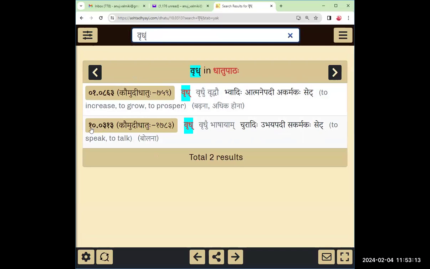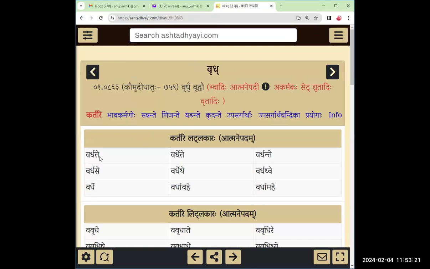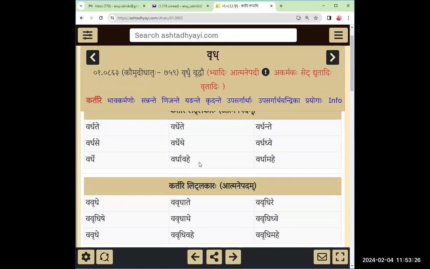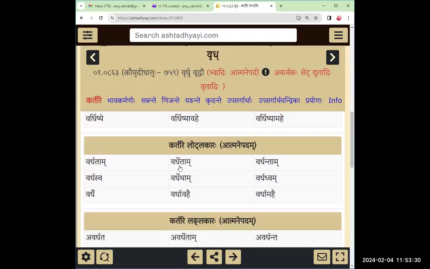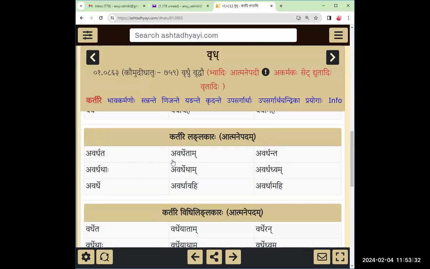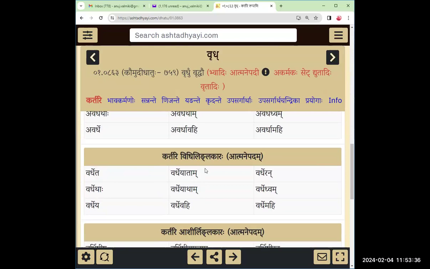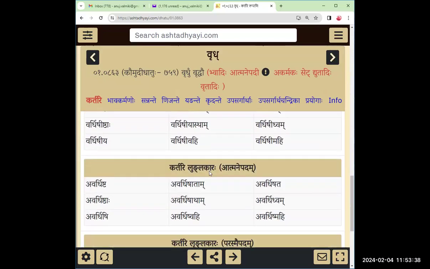Dasha ganasya something, 10th gana. Talking about the Vadi gana, simple dhatu. Now you see here, this is Vardate, Vardete, Vardante, Atmanepadi. We have no confusion for this. And we have also no confusion about Avardhata forms for lung. See, Avardhata, Avardhetam, Avardanta. No confusion. And you see, lot lakara in Kartari.